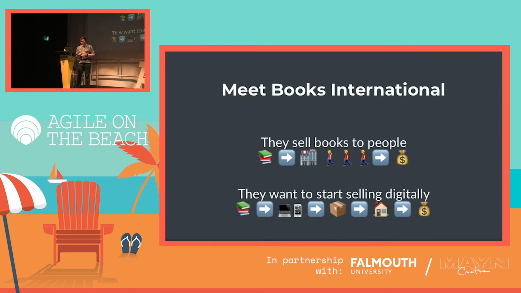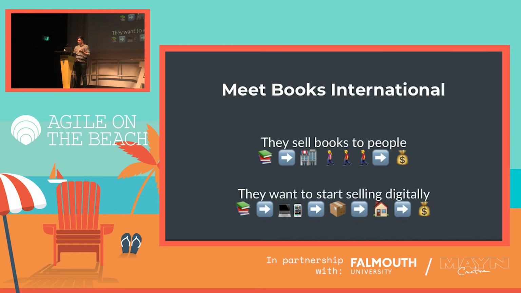Meet Books International. Books International, they sell books to people. It's a really simple business model. And currently they do that by people going into a store, buying a book, walking away with it. They've realized this thing, the internet's turned up, it's kind of useful, and it means that people can actually go and order on an app, and then the book gets shipped to them, and it just turns up the next day. They want to start selling digitally.